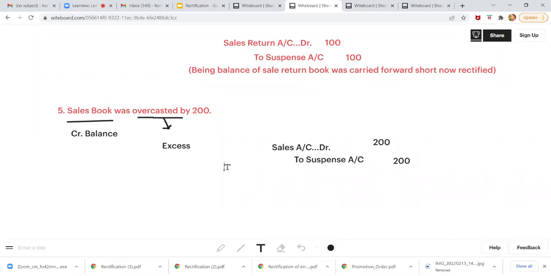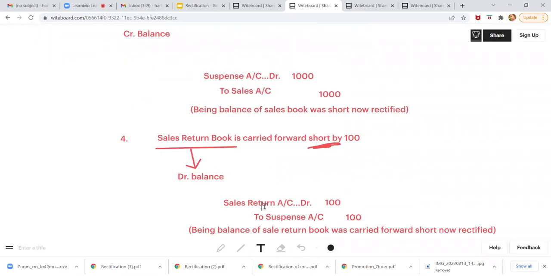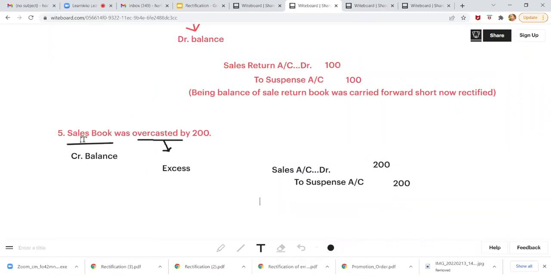As you can see, there was a shortage in the sales book. As we know, there is a credit balance of the sales book, so we have credited or added more amount on the credit side of the sales book. In this question, we have seen that there is an excess amount in the sales book, and we know that this is the credit balance. So to rectify this error, we will debit the sales book.